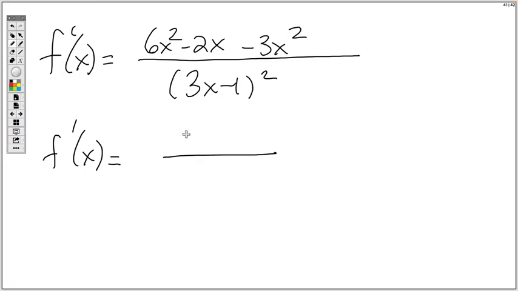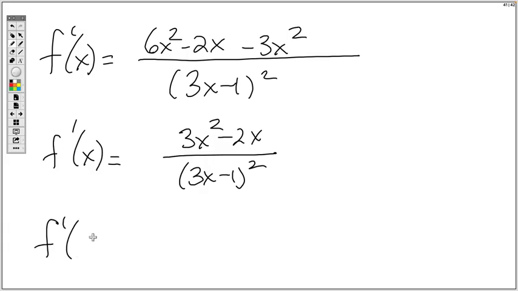How many x squared do you have? 3. Okay. So this would give me the slope at any x value. What x value in this problem do I care about? I want f prime at what? 1. So I plug that 1 in there.